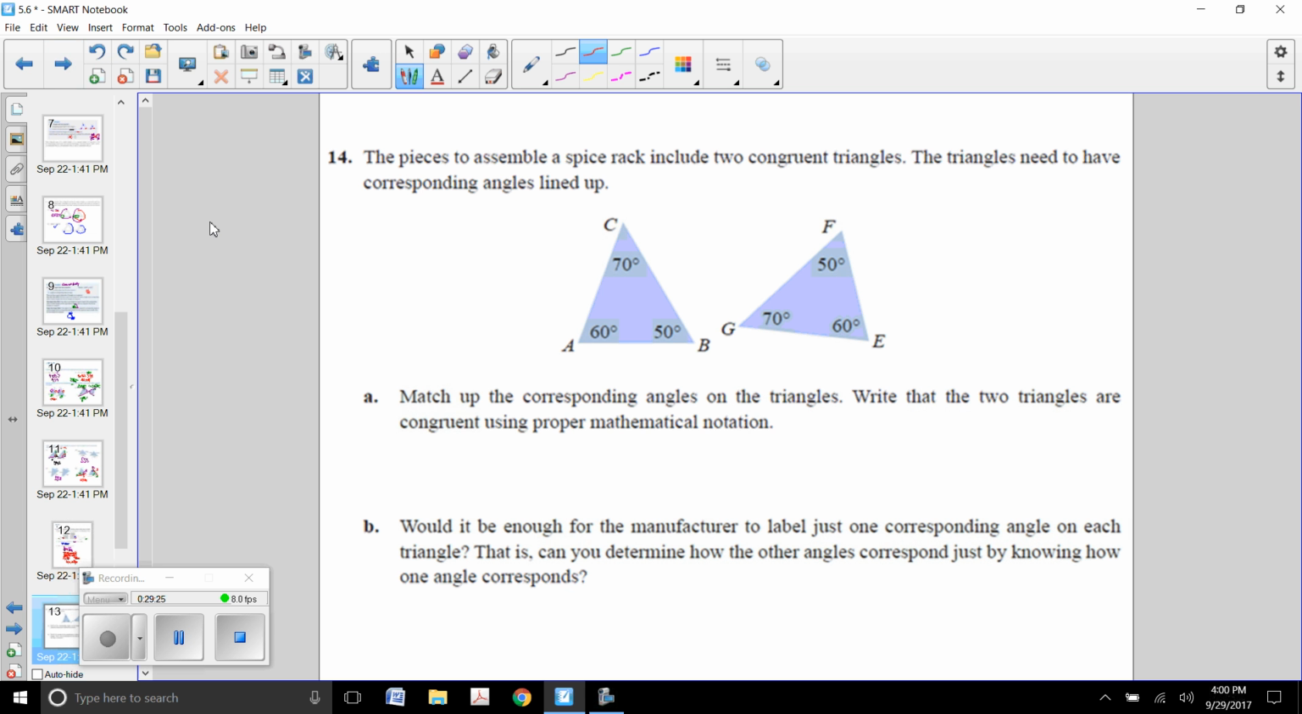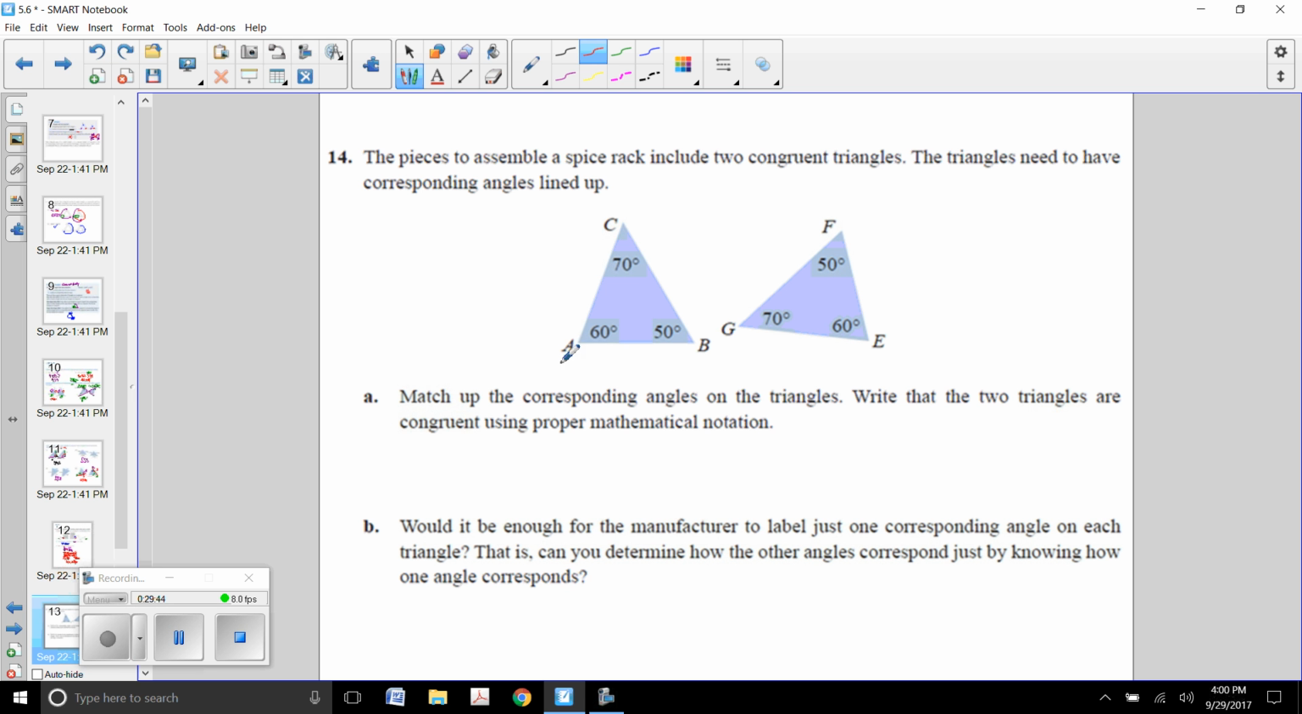The pieces to assemble a spice rack include two congruent triangles. The triangles need to have corresponding angles lined up. Match the corresponding angles on the triangles. Write that the two triangles are congruent using proper mathematical notation.